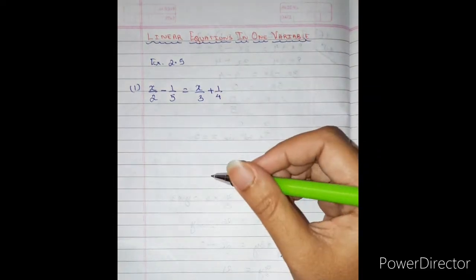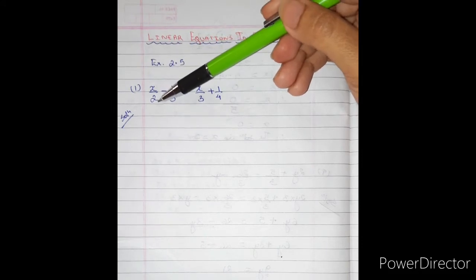Today we will see exercise 2.5 and 2.6, two sums each. The remaining sums you can do on your own and practice, and send the answers of the remaining sums to me. Okay, thank you. So we will start with the first one.